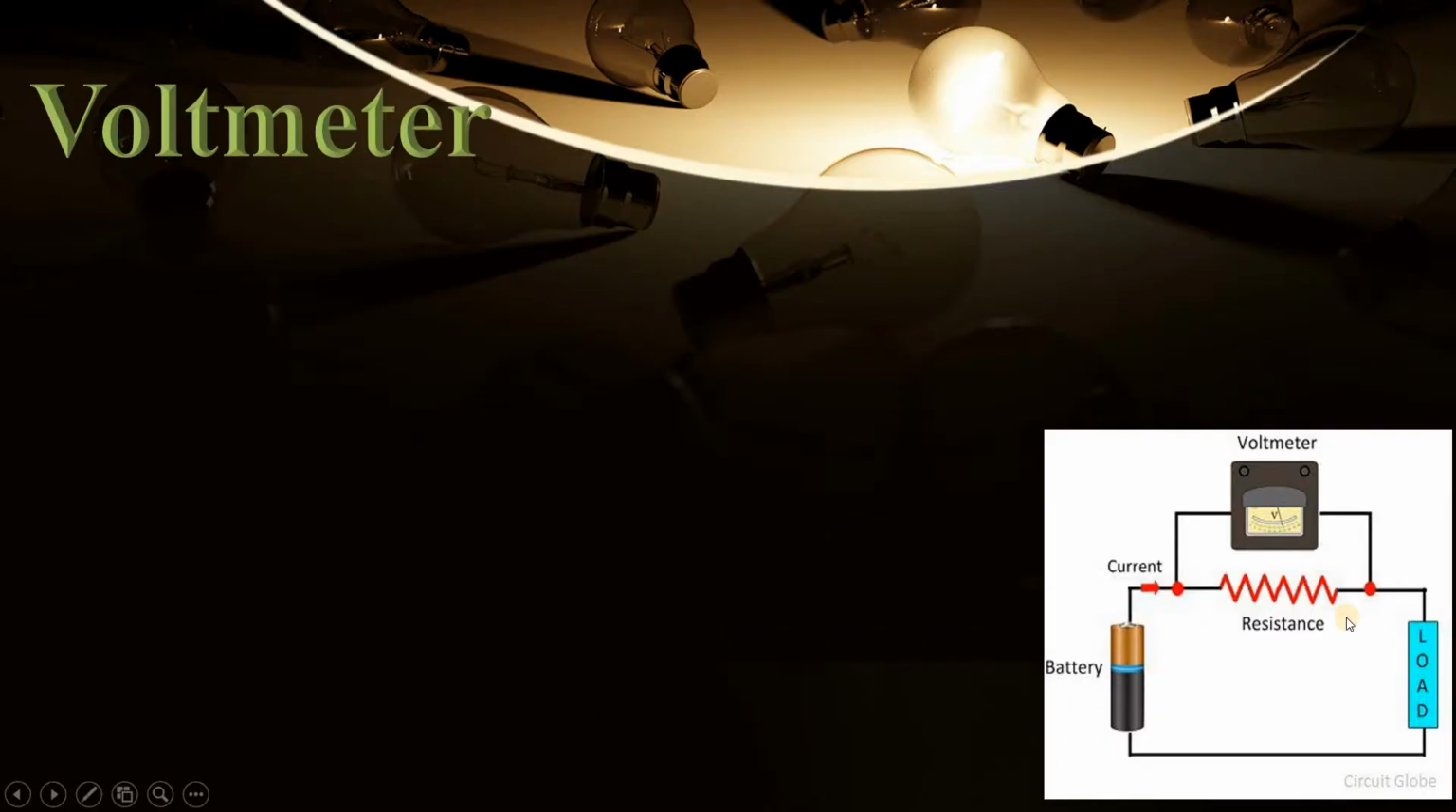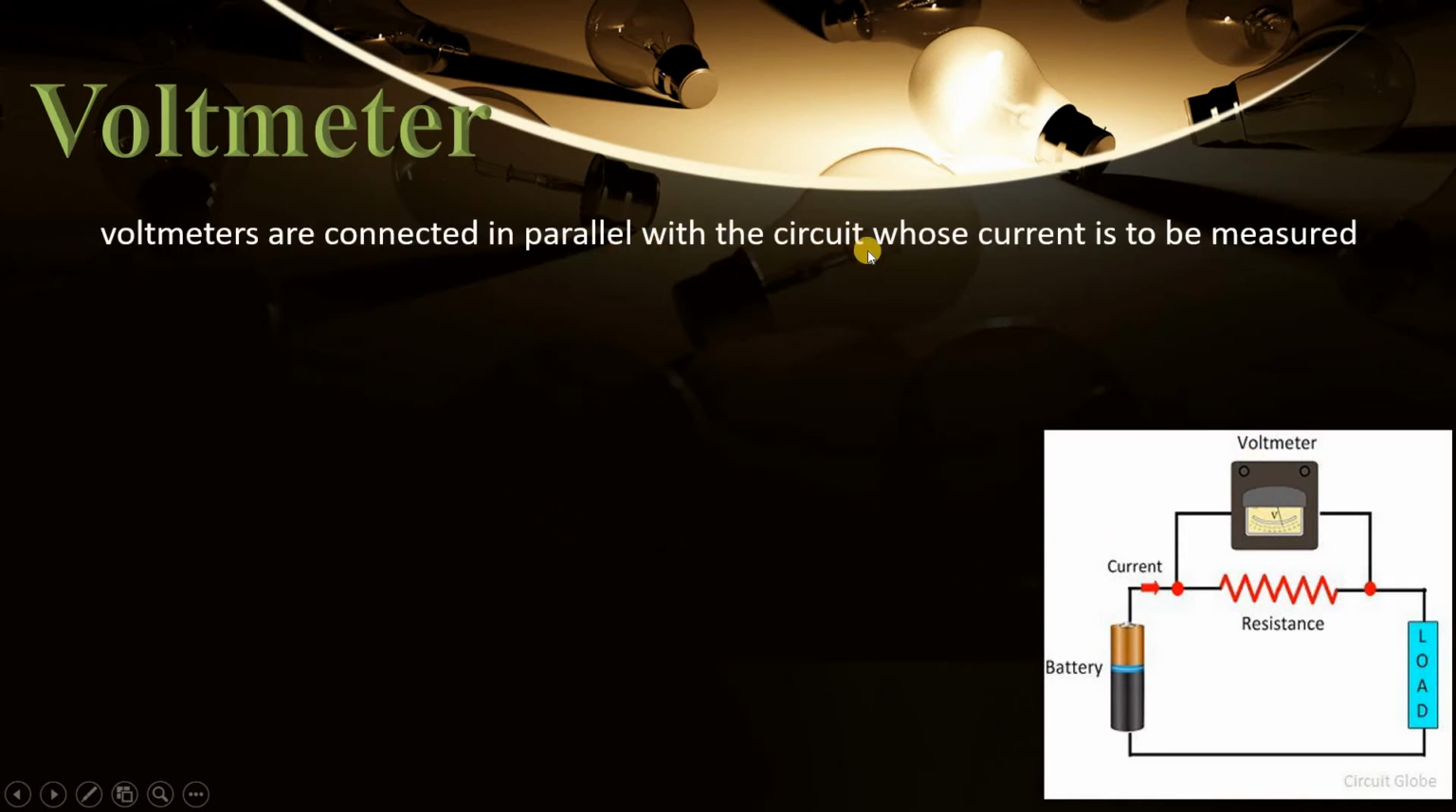Coming to the voltmeters. Let's see the battery here, the resistance, the load. We have connected one voltmeter here. Voltmeters are connected in parallel with the circuit whose voltage is to be measured. So wherever you require voltage in a circuit, we connect the voltmeter in parallel.